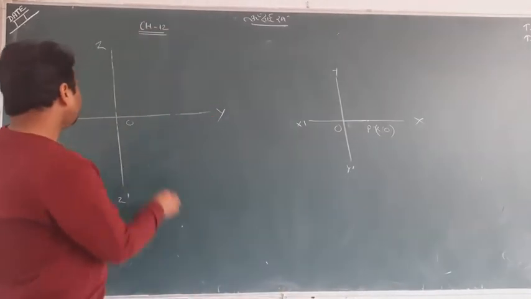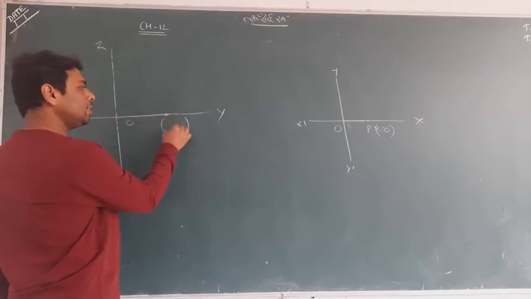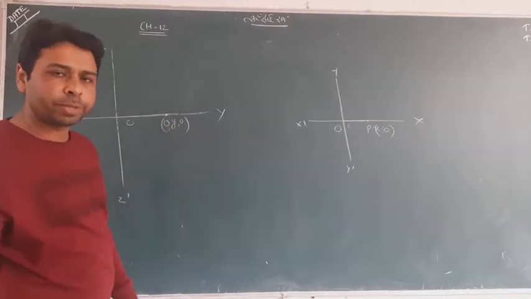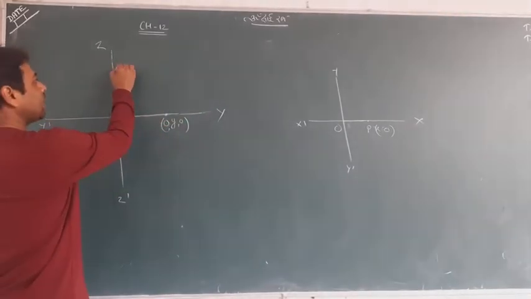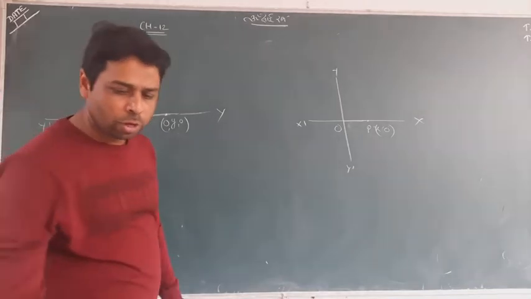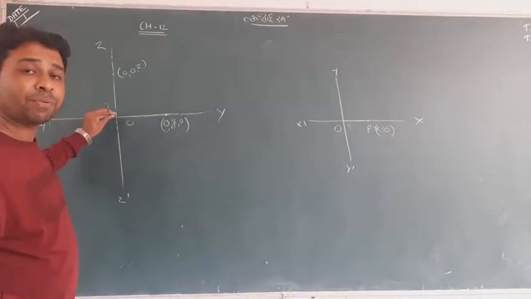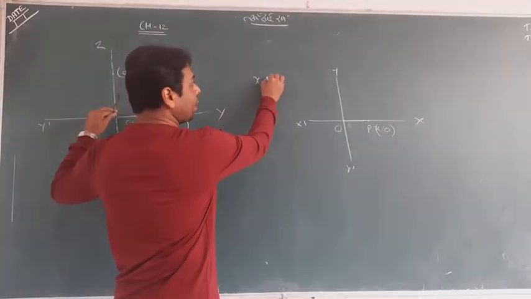Similarly here, if I talk about the y-axis, any point that lies on the y-axis has the y coordinate exist, and the x and z coordinates will be 0. Any point on the z-axis, z will exist and x and y will be 0. And any point on the x-axis, definitely x will exist and y and z will be 0.